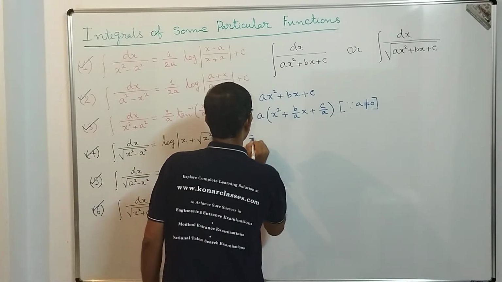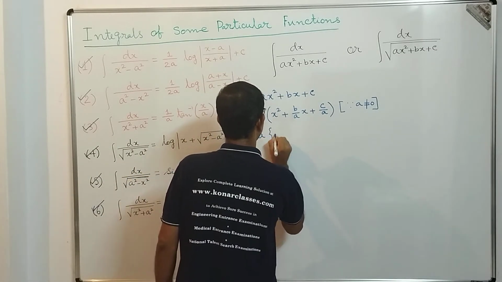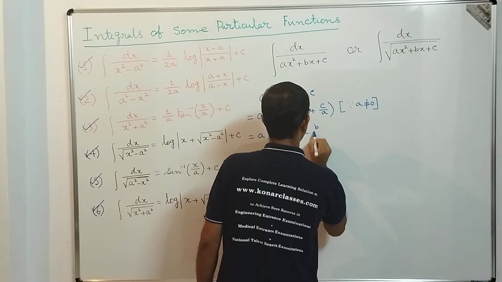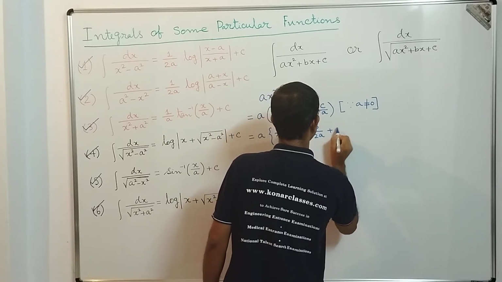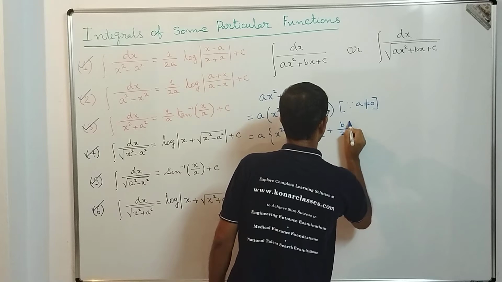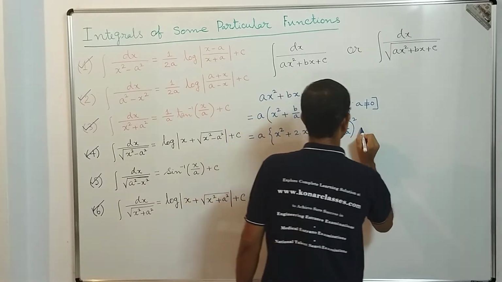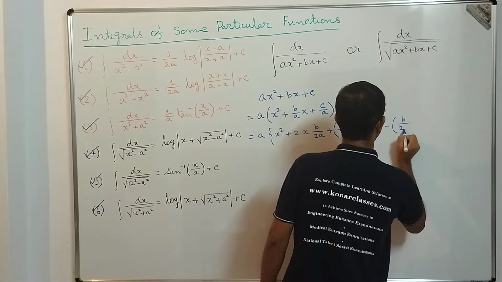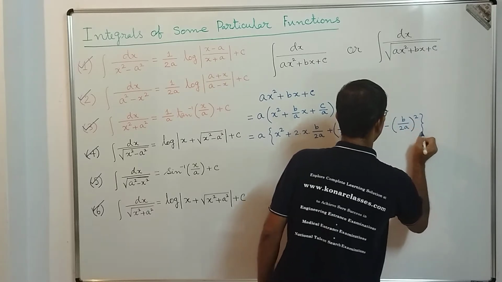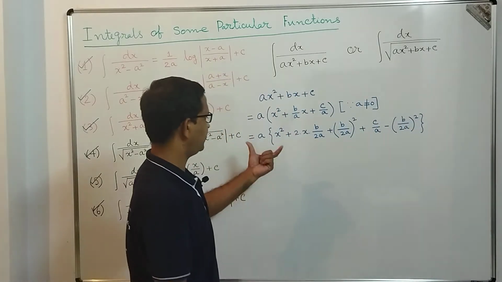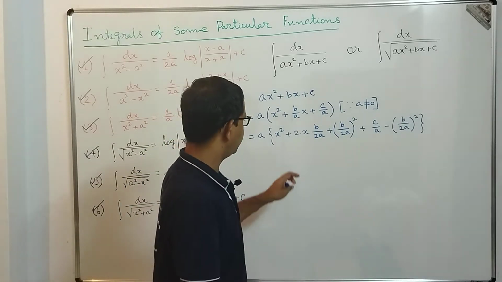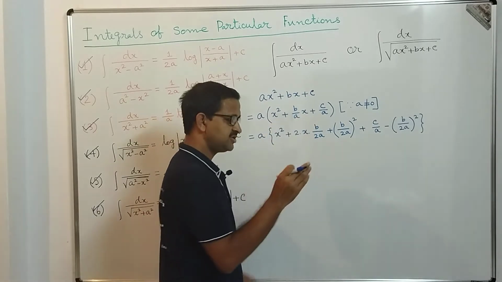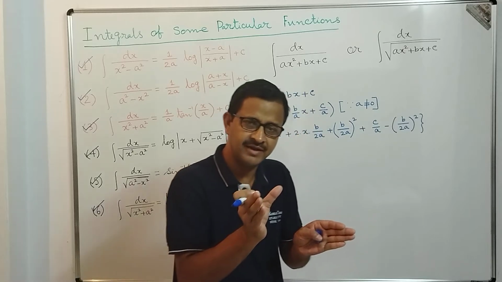After that, this is equal to x square plus 2 into x into b by 2a plus b by 2a whole square plus c by a minus b by 2a whole square. Many of you have done this kind of expression when you worked on quadratic equations. Our target is to make this expression a square of x plus some constant.